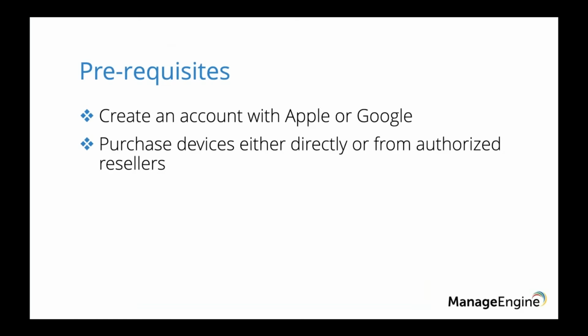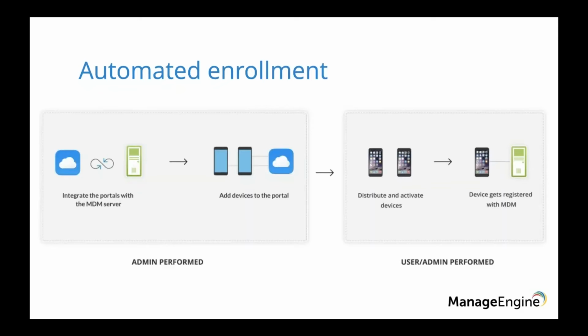So now that we have seen the benefits, there are a few prerequisites that I would like to discuss with you before I go into how to perform these enrollment. The first is you need to create an account with Apple or Google. And the next thing is that you need to purchase these devices either directly or from authorized resellers. Only if these prerequisites are met, can you go ahead and use these enrollment methods to enroll your newly purchased devices.